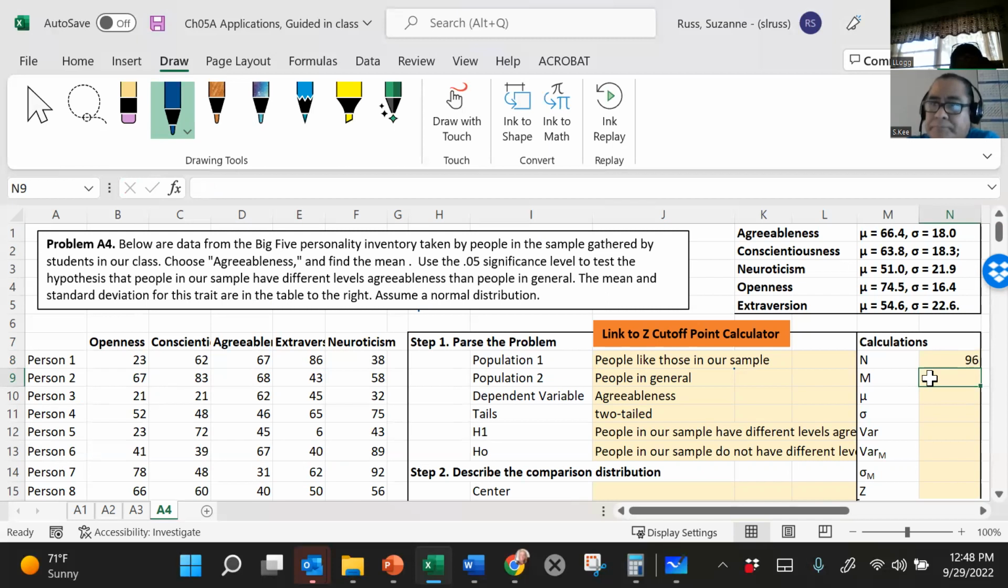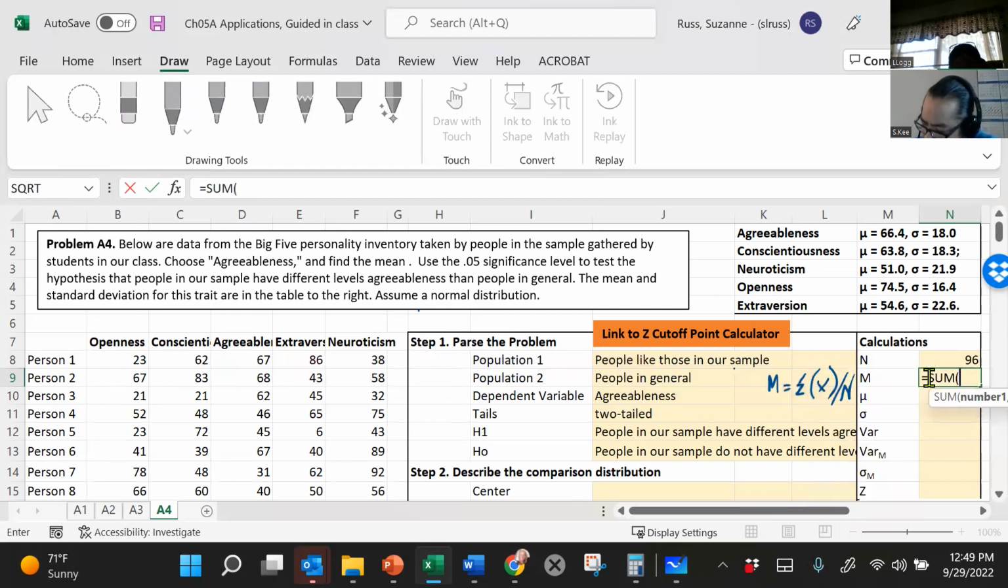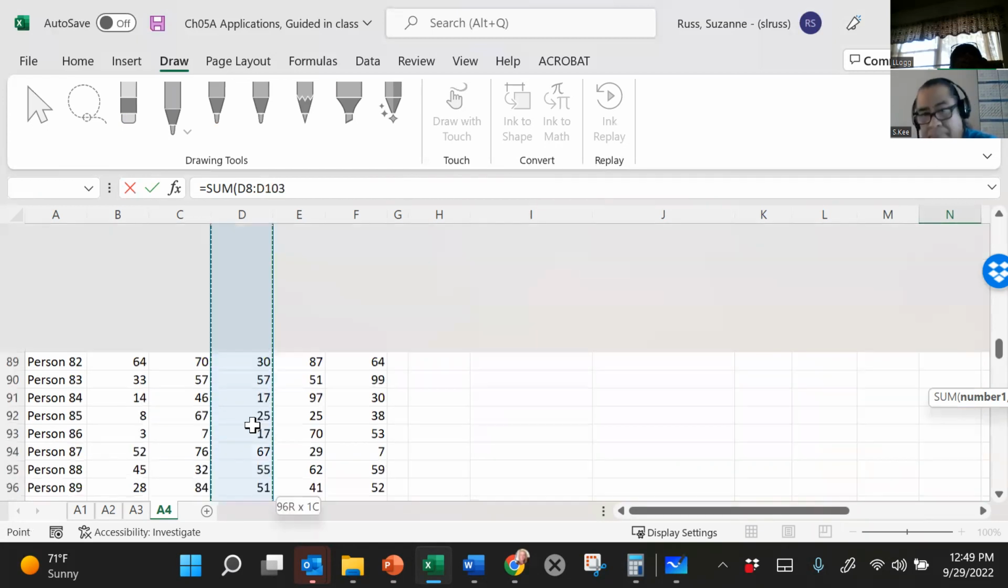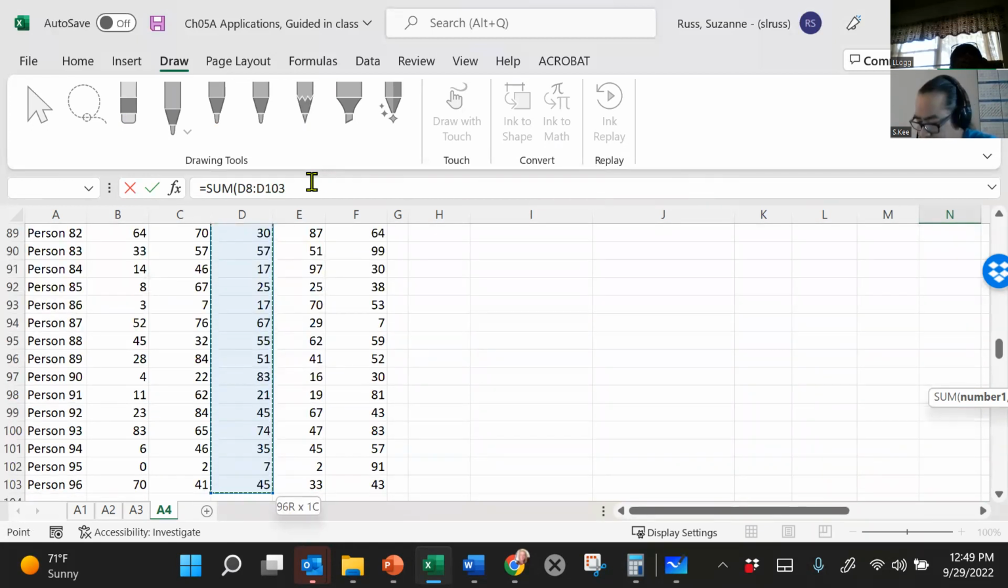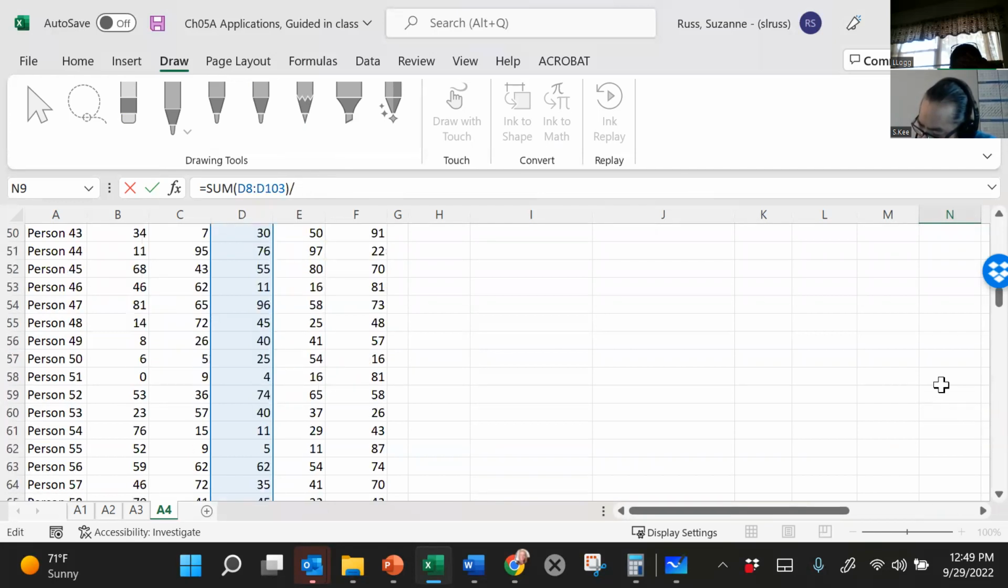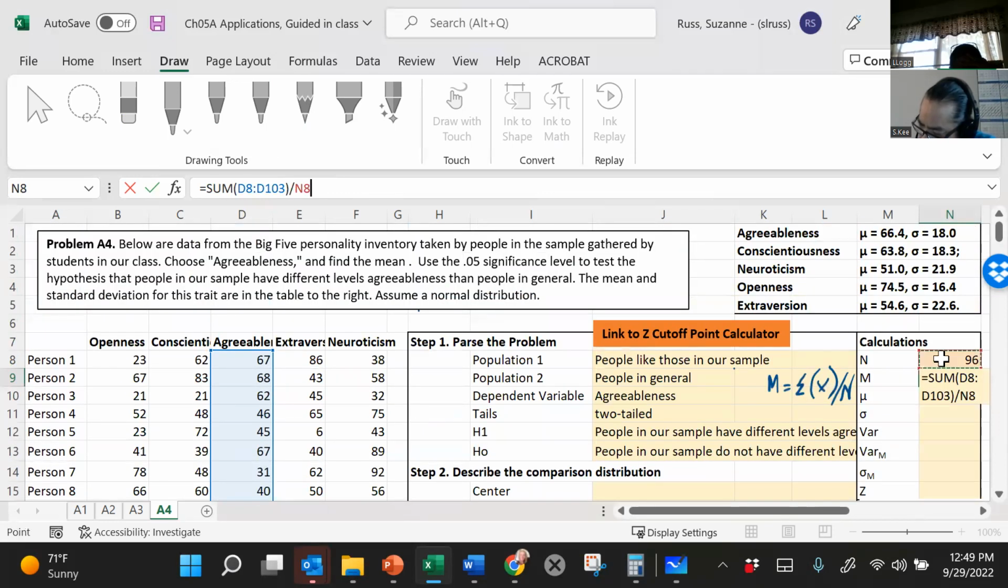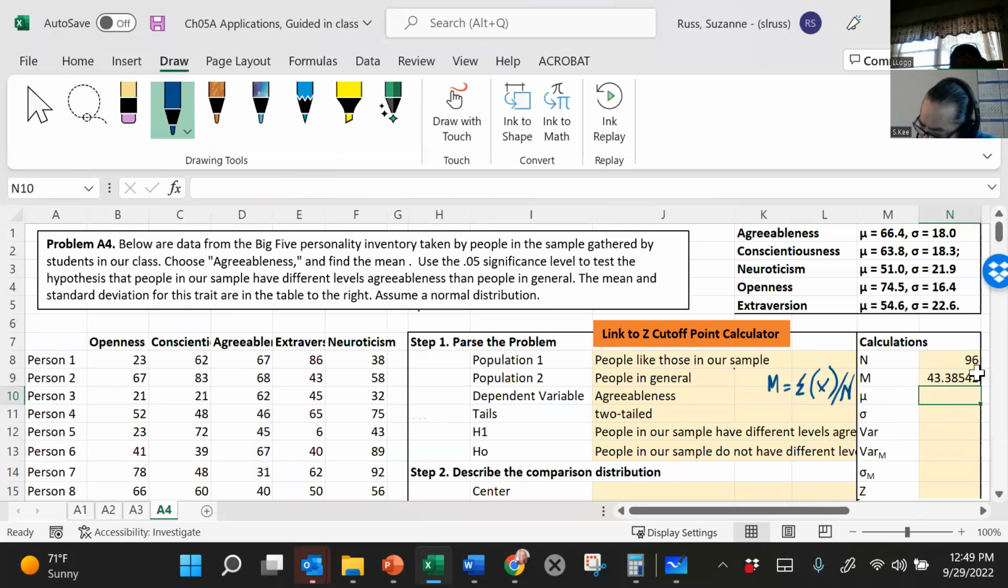You'll remember how to do mean. Mean is simply equals the sum of all the scores divided by N. So let's go ahead and do that. Equals sum. And let's get all the scores for agreeableness. I'm going to actually hit Control Shift and my down arrow to select them all. And then I can put my parenthesis and divide by, and let's go up and click in the N cell. Divide by N. So the average score for our sample is this.